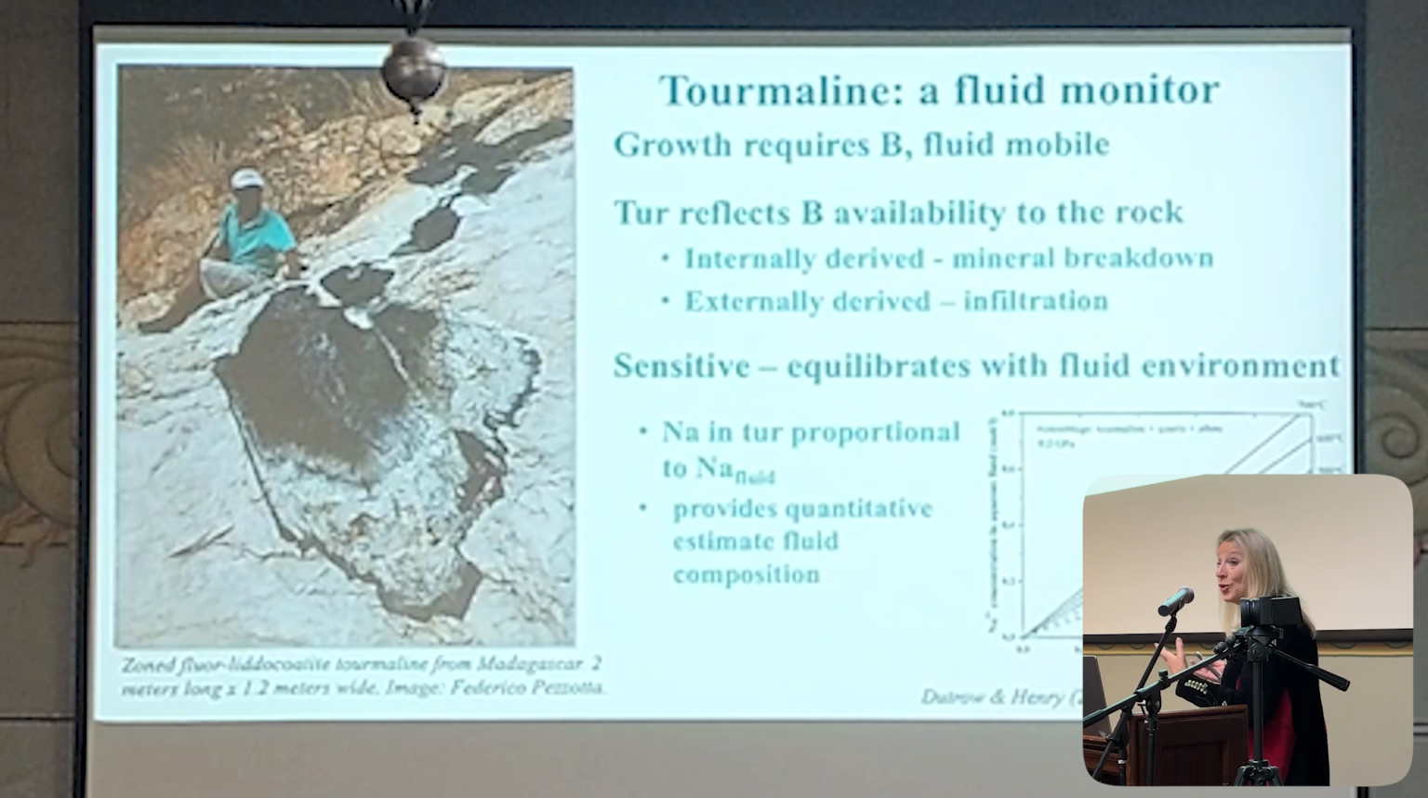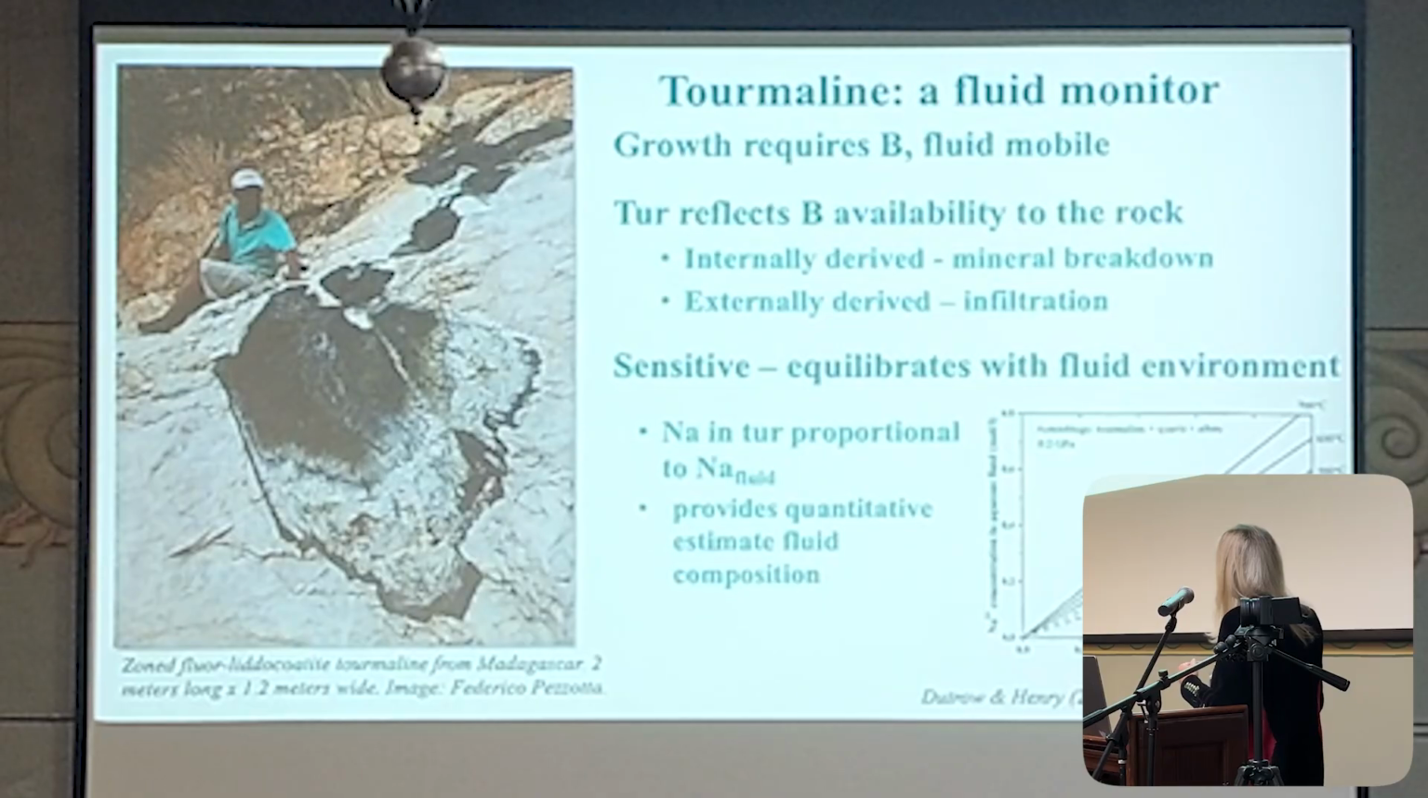So the fluids in these rocks can be either derived internally by mineral breakdown, as we saw in our metamorphic rocks, or they can be infiltrated external to the system. This happens in a lot of pegmatites. And tourmaline is very sensitive to these fluid compositions, so it will equilibrate with whatever composition it's around.